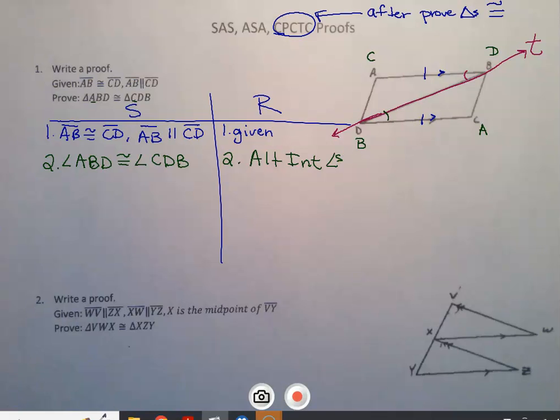All right. So I'm going to erase some distractions here. Okay, our transversal and stuff. And I'm just going to mark those angles congruent.